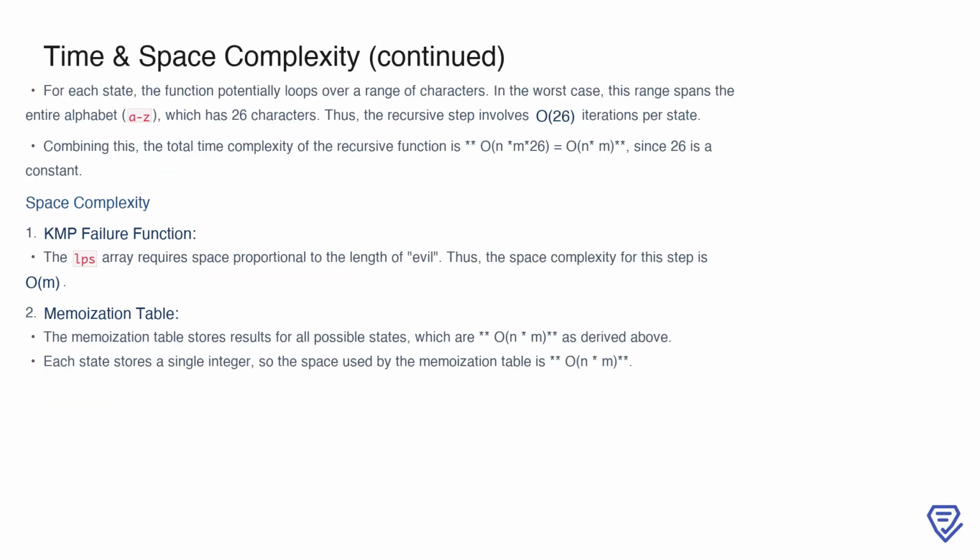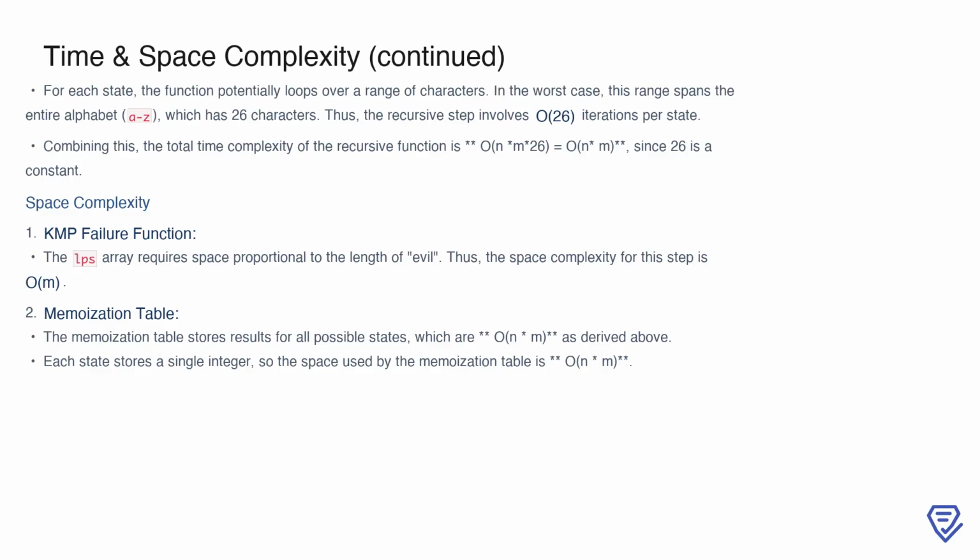For each state in the recursive function, there is an additional step where we loop over all possible characters in the alphabet. Since the alphabet contains 26 characters, this adds a constant factor of 26 to each state. Combining this with the total number of states, the overall time complexity of the recursive function becomes n*m*26. However, since 26 is a constant, we simplify this to O(n*m).